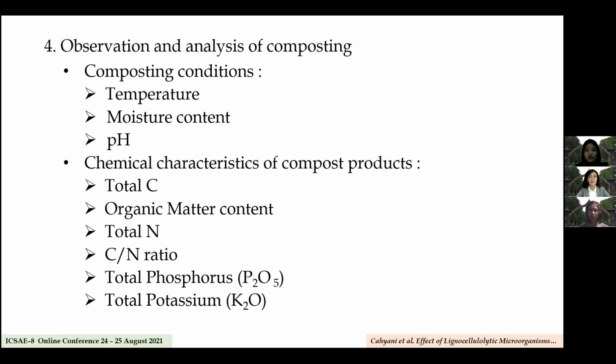During the composting process, we observed some variables of composting condition, and at the end of composting, we conducted analysis of chemical characteristics of compost products.